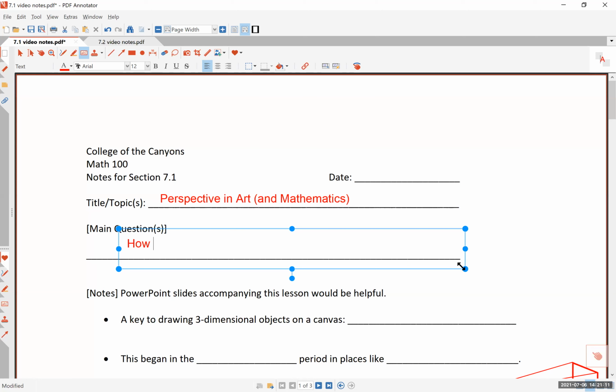So here's the main question. How does mathematics help art or inform or illuminate art? What role does it play in drawing?